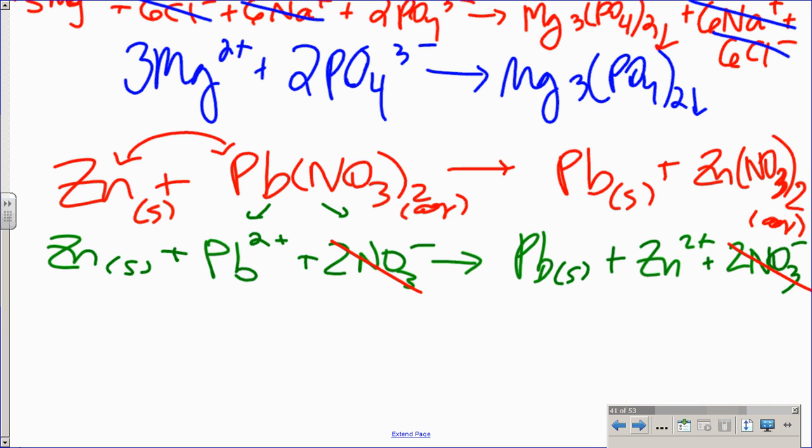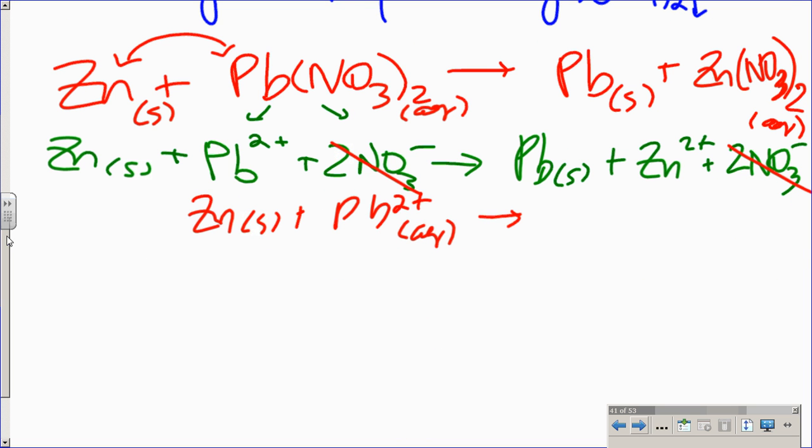Okay, so new final answer. Zinc solid, lead 2, and I'm going to put aqueous down here for kicks and giggles so you guys know. Okay, and yields lead solid and zinc 2 aqueous. So these look a little different than doubles, right? You got a lot of solids involved. So if you label your solids, you're hunky-dory, you'll never mess up.